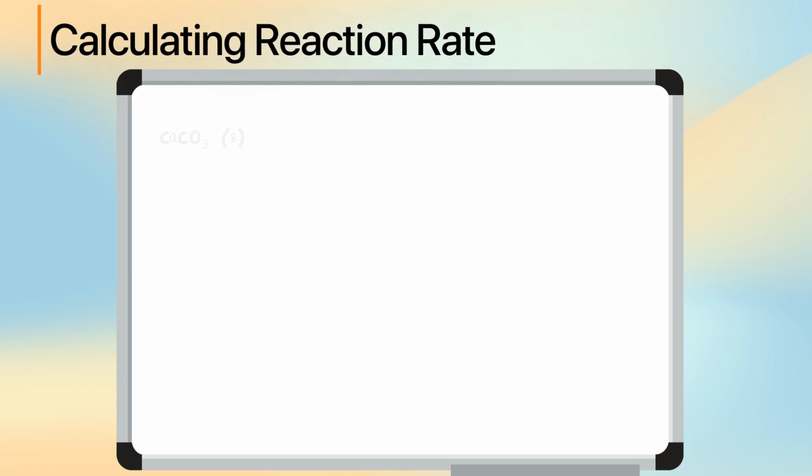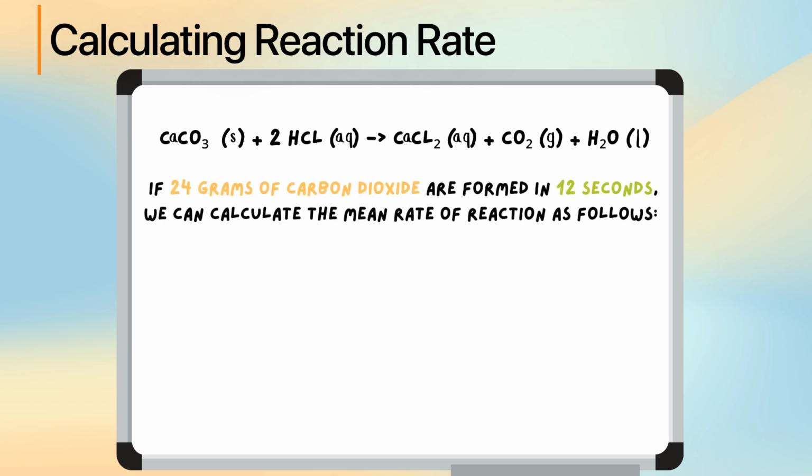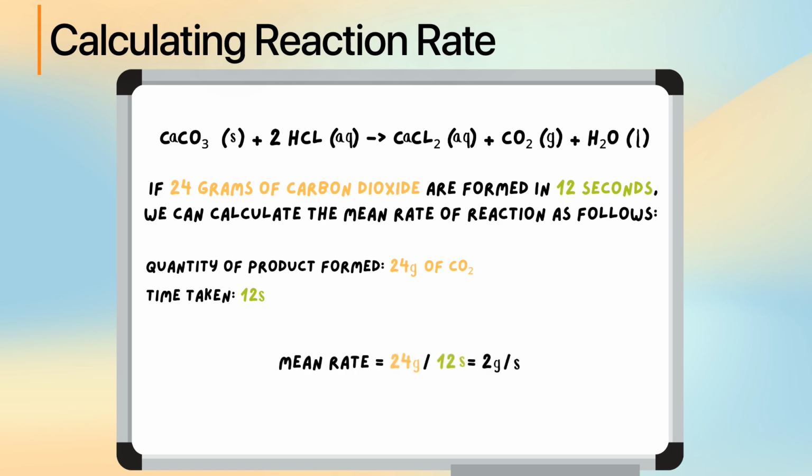Consider a reaction where calcium carbonate reacts with hydrochloric acid to form calcium chloride, carbon dioxide, and water. Let's say we measure the amount of carbon dioxide produced. If 24 grams of carbon dioxide are formed in 12 seconds, we can calculate the mean rate of reaction as follows. The quantity of product formed is 24 grams of carbon dioxide, and the time taken for the carbon dioxide to form is 12 seconds. Therefore, the mean rate of reaction is 24 grams divided by 12 seconds. This means that, on average, 2 grams of carbon dioxide are produced per second during the reaction.